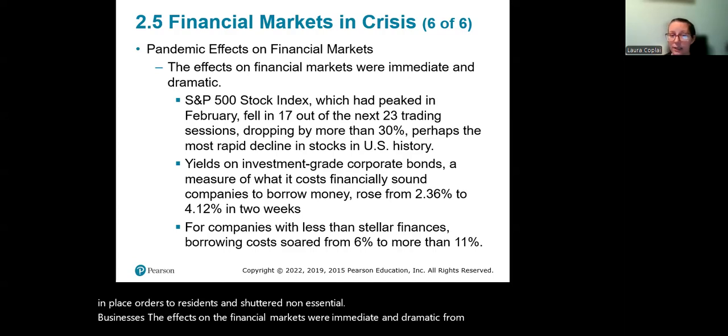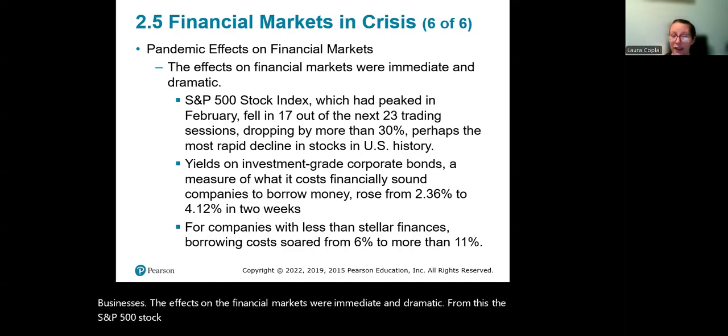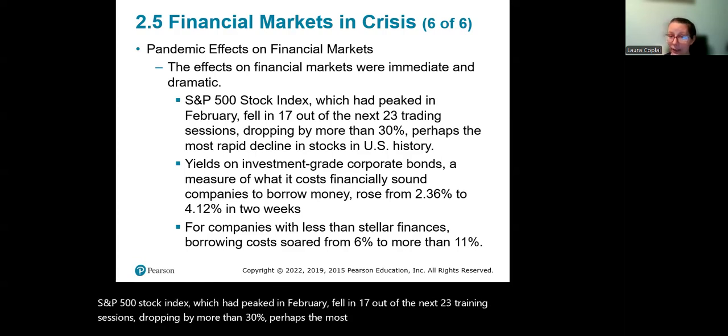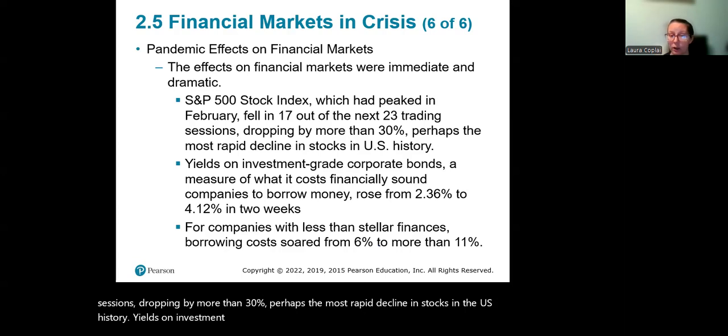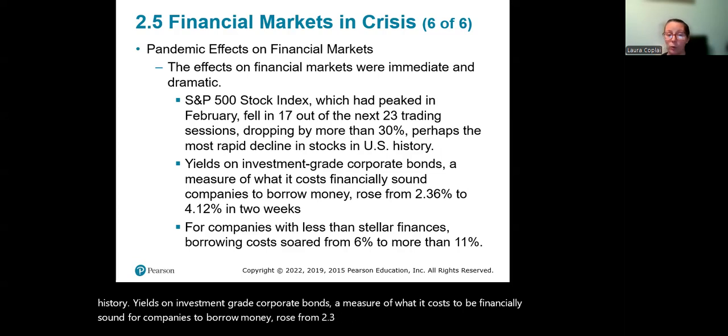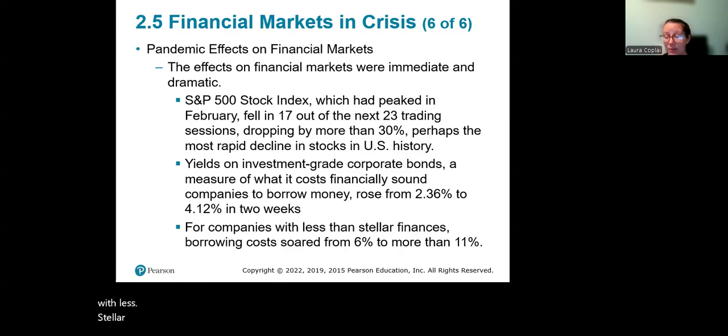The S&P 500 stock index, which had peaked in February, fell in 17 out of the next 23 trading sessions, dropping by more than 30%, perhaps the most rapid decline in stocks in U.S. history. Yields on investment-grade corporate bonds, a measure of what it costs financially sound companies to borrow money, rose from 2.36% to 4.12% in 2 weeks. For companies with less than stellar financing, borrowing costs soared from 6% to more than 11%.